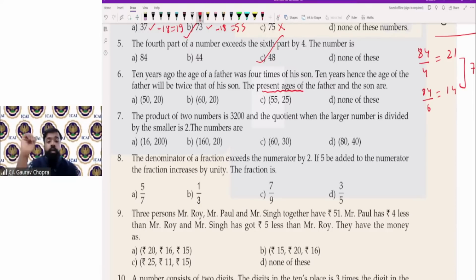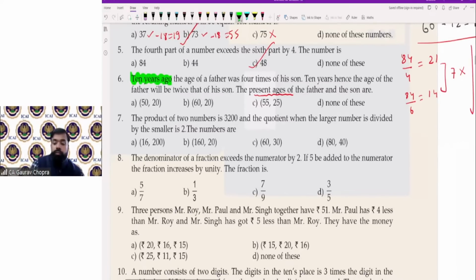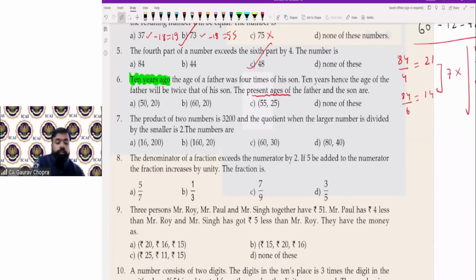Okay. Now check both the condition. First condition क्या है? 10 years ago, 10 साल पहले. Age of father was 4 times. So father की age 4 times है as compared to son. So let's calculate using option number A.